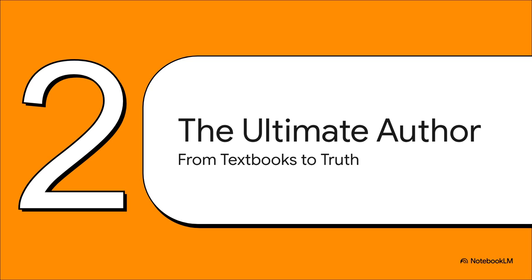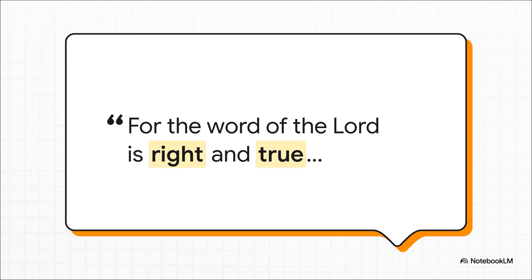Okay, so we get how this works in a standard textbook. That's pretty straightforward. But now we're going to make a pretty big pivot. We're going to apply this exact same framework to a very, very different kind of text, one that many people believe was written by, well, the ultimate author. This approach invites us to look at Scripture with that same level of attention, treating it as a text where every single word, every detail is intentionally crafted to be right and true.